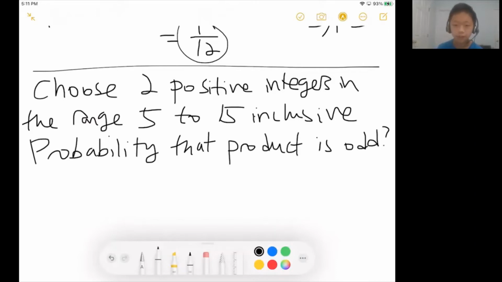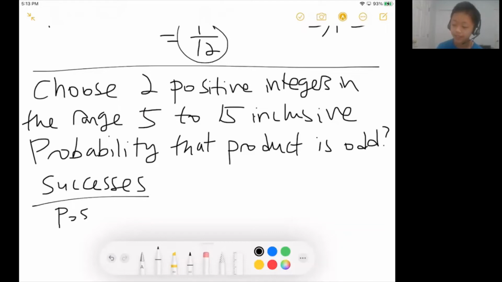So we're going to choose two positive integers from the range 5 to 15 inclusive, and we want to know what is the probability that when we take these two positive integers and multiply them, we get an odd result. Basically, again, the formula would be the number of successes divided by the number of possible outcomes.